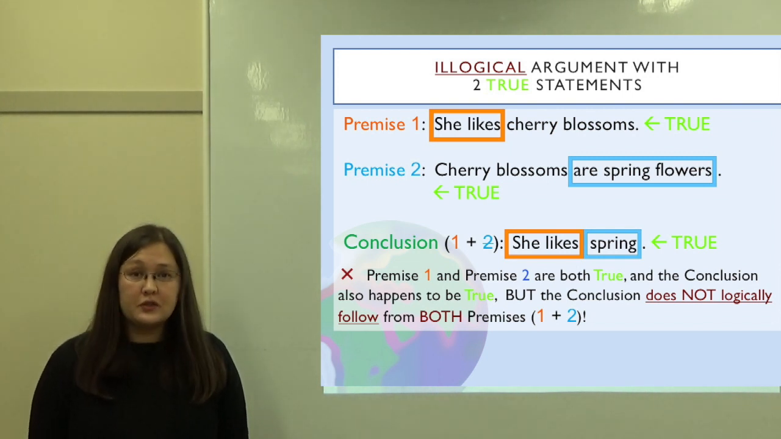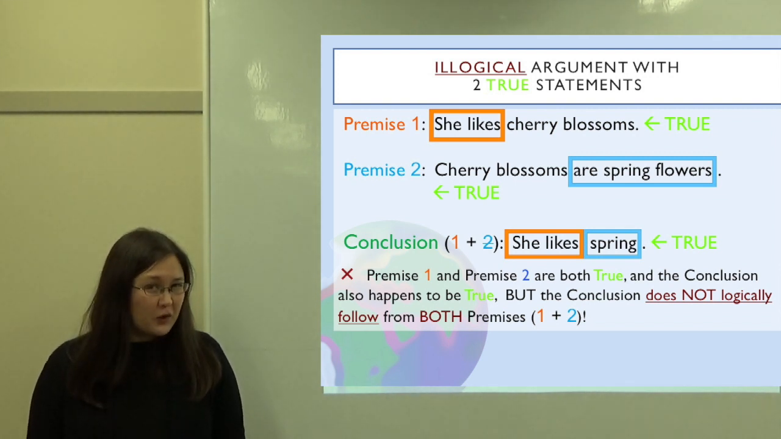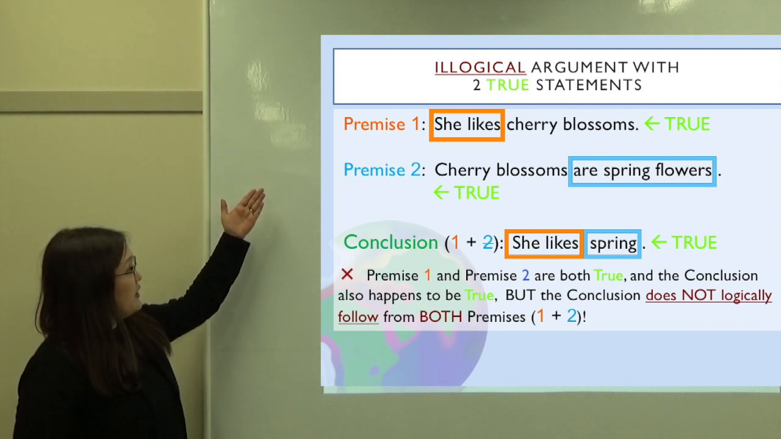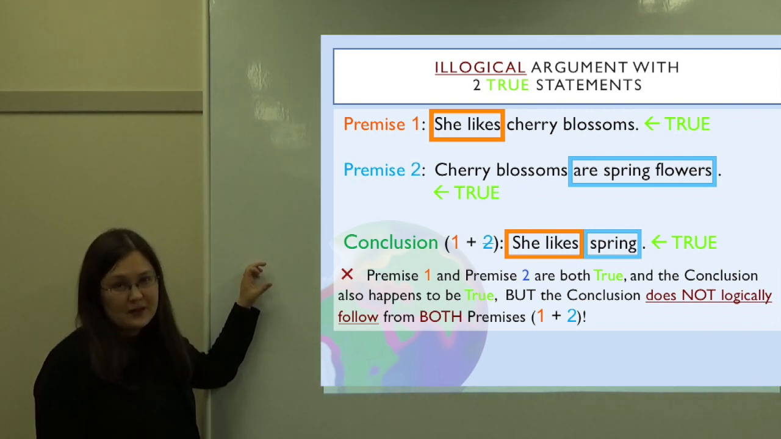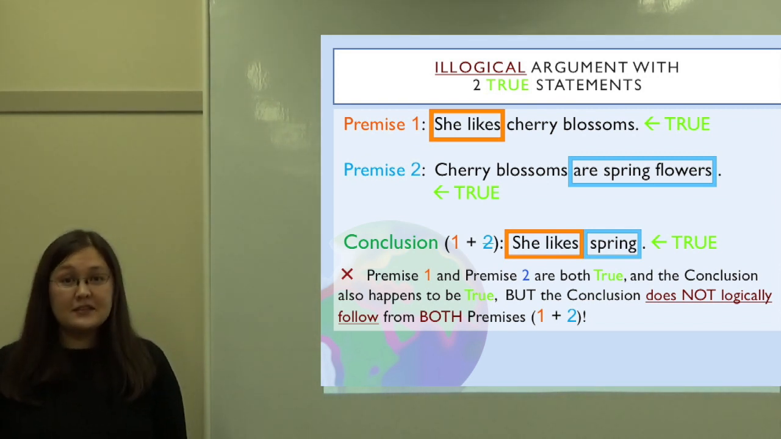This is true in the real world. We can verify spring is the season in which cherry blossoms bloom. So this is also true. Conclusion 1 plus 2. She likes spring. Something went wrong. Premise 1, premise 2 tried to go into the conclusion, but something is broken. Something is wrong. Something is lost, and it's not logical.